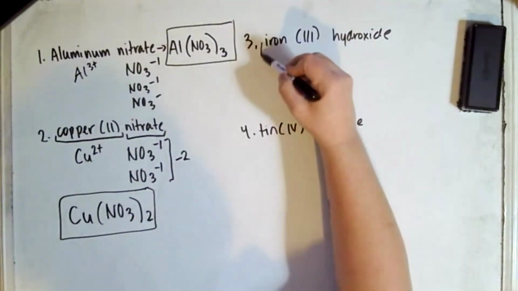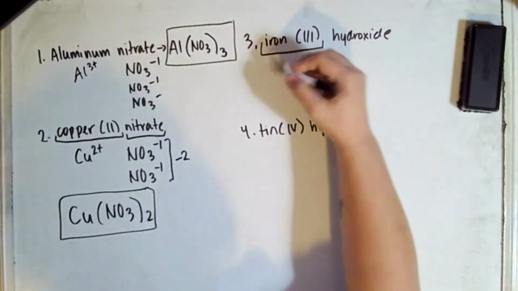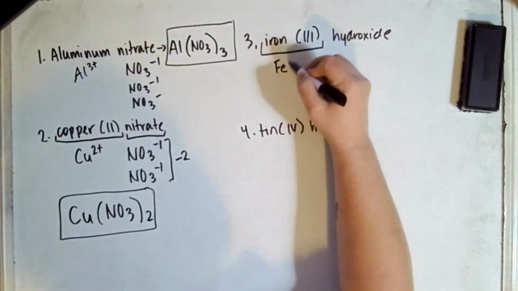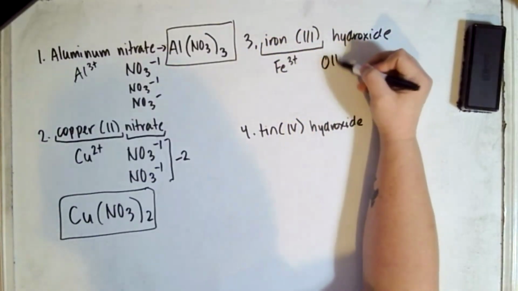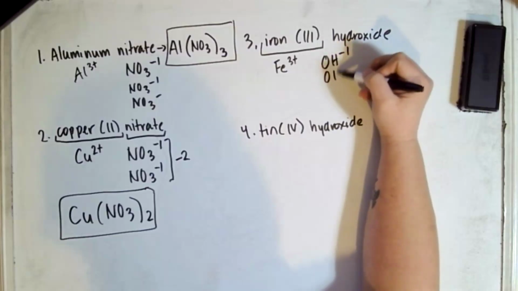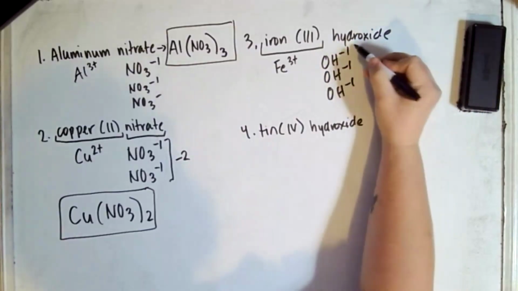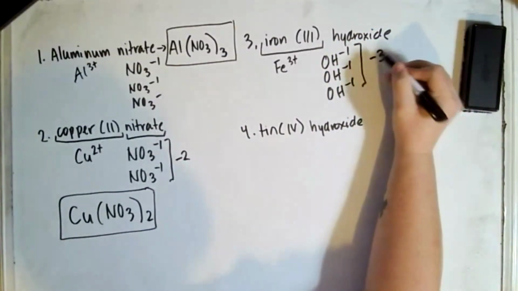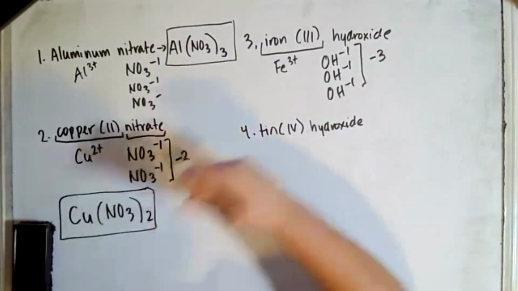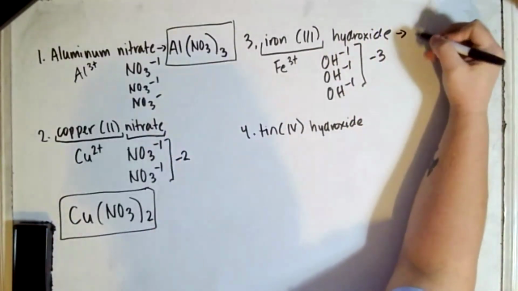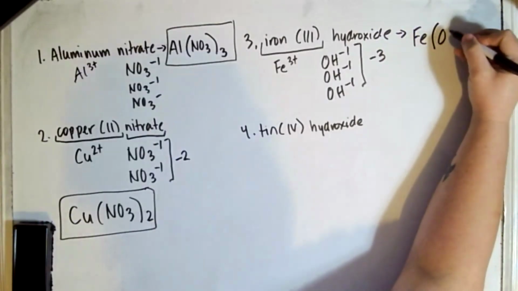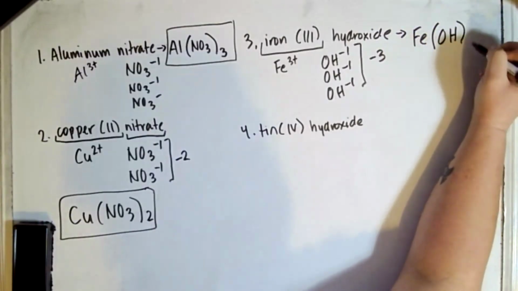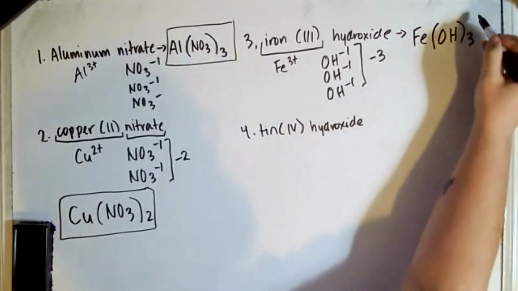For our next example, we have iron(III) hydroxide. So our iron is going to have a +3 charge, and we have our hydroxide ion. Each hydroxide ion has a -1 charge. So we have a total of -3 there. And so our formula for our iron(III) hydroxide is going to be Fe, and then in parentheses, OH for our hydroxide ion. And we have 3 of them.